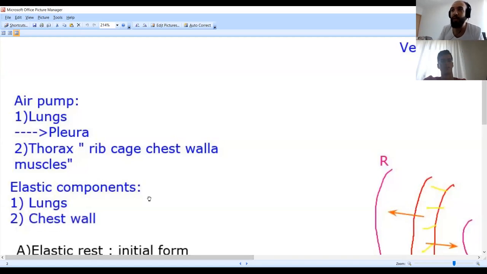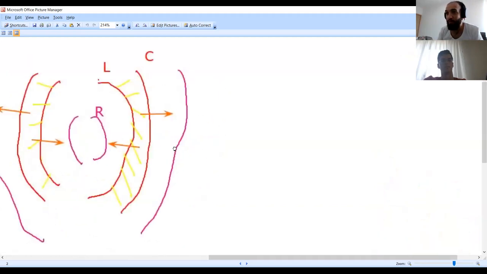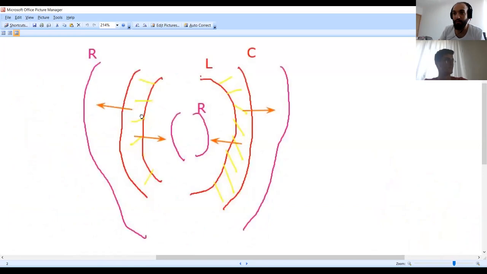So what will happen, what happens exactly in our chest when the lung is already inside the chest wall? And we have here the lung L connected to the chest wall C, and between them there is a pleura. Now, next, this is the initial form of the lung. This is the initial form of the chest wall, the big one. So the lung, when it's connected to the chest wall, it's not in its initial form. It's not collapsed. It's extended a little, right? So it's extended, and the chest wall is not so extended. It's a little smaller.